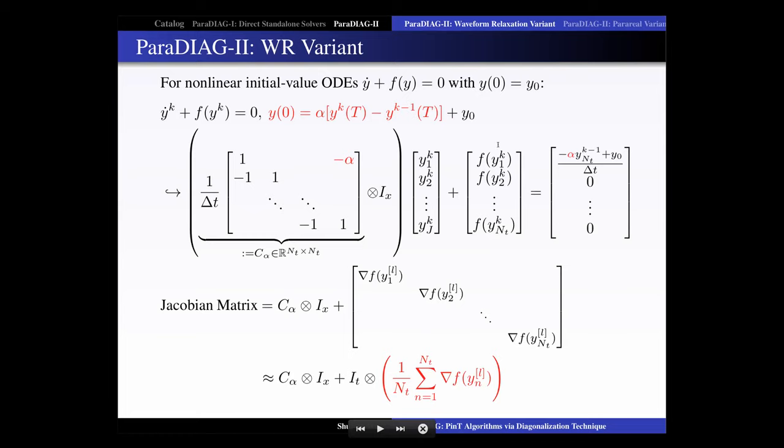The nonlinear function appears here. This is a vector of nonlinear functions. So we want to solve this all-at-once system by the Newton iteration method. So the Jacobi matrix of this all-at-once system is given here. Each block of this block diagonal matrix is different. So the idea to use the diagonalization technique is to replace each block by the average of all those blocks.